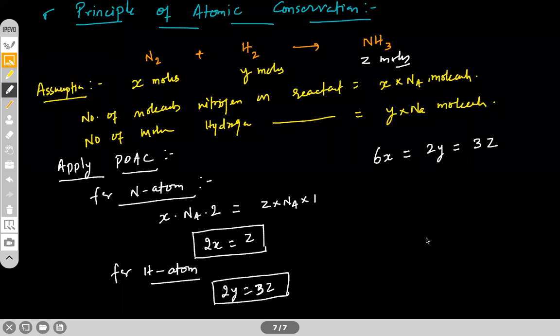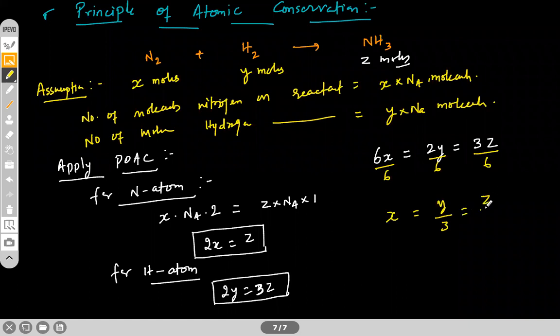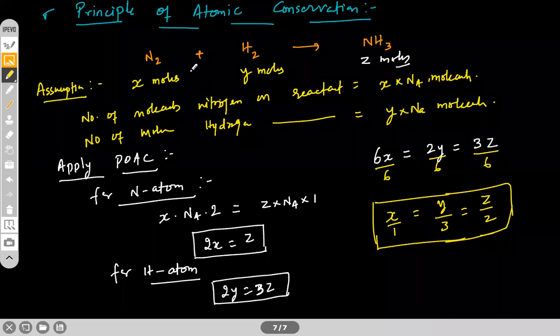Fine. Good. Now you see, if I divide this by 6, you'll be thinking, what is the point of all this we are doing? You'll understand this. Just give me 2 minutes. So this becomes x equals to y by 3 is equals to z by 2, x by 1. Okay, now we get this.